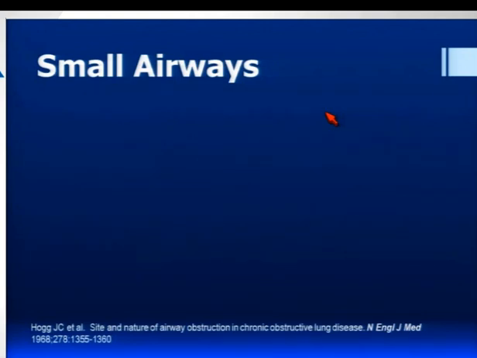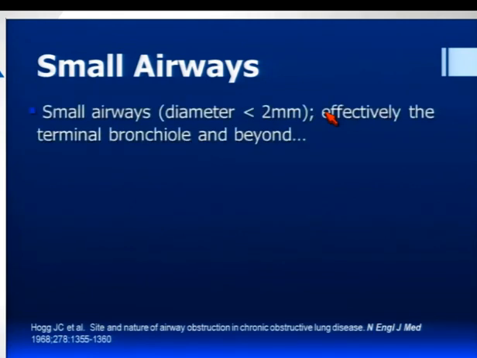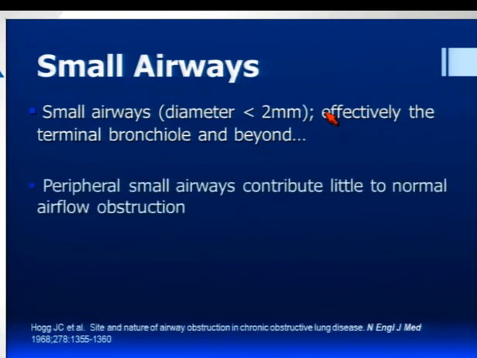And it's this paper published in 1968, which is really a landmark paper, because what Jim Hogg and his colleagues did was actually put catheters down into the airways and determine the resistance at various points as you go down the airways. Now, the small airways are defined somewhat arbitrarily as those airways which have a diameter less than 2 millimeters. So effectively, we're talking about the airways beyond the terminal bronchiole.